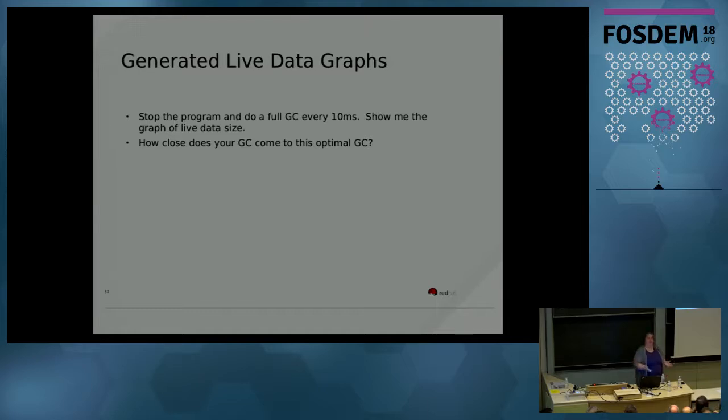I'd love to see generated live data graphs. JHAT gives you this, but it would require running for a long time. But if we could give you the live data graph of your program over time, and then the garbage collected and the size of the heap that's actually occupied, this is a great way to compare two garbage collectors.